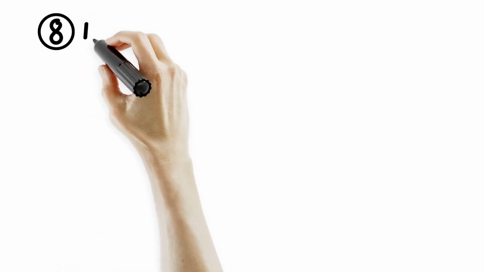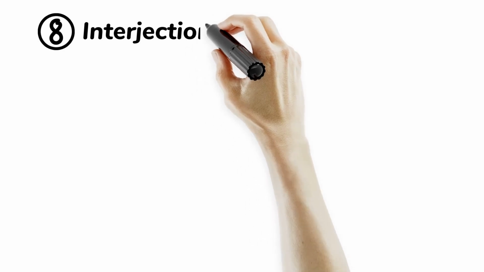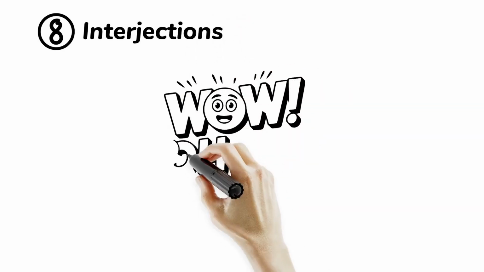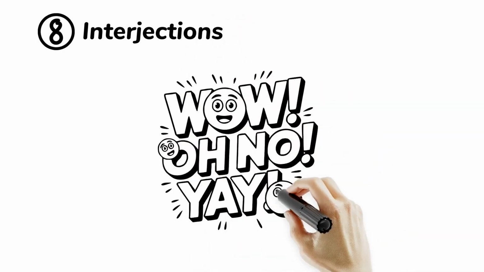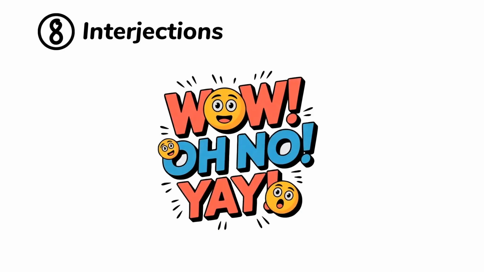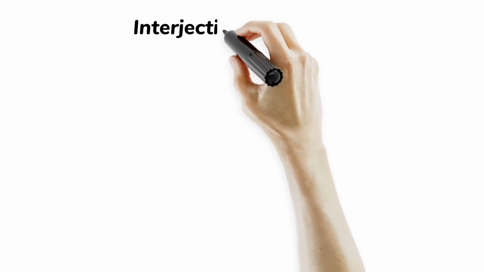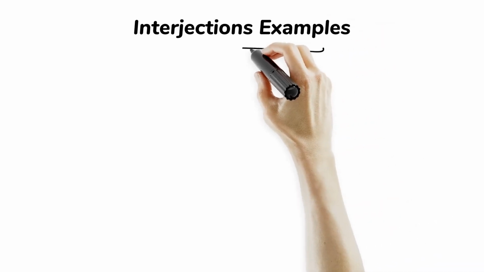Our next part is interjections. Interjections are short words or phrases that show strong feelings or emotions. They are often used on their own. Let's see how interjections add feeling and energy to our words.